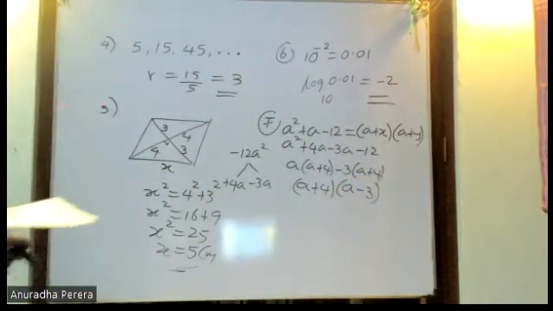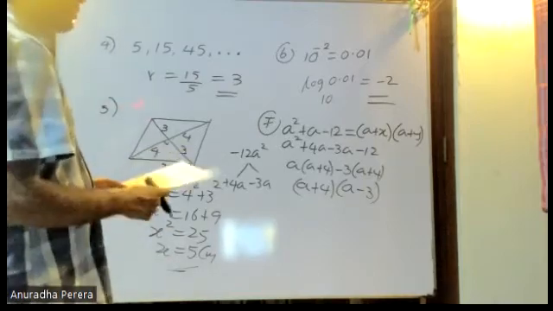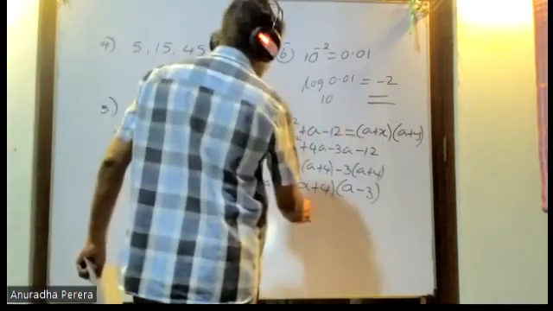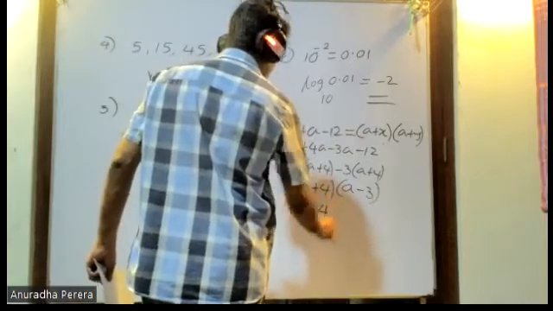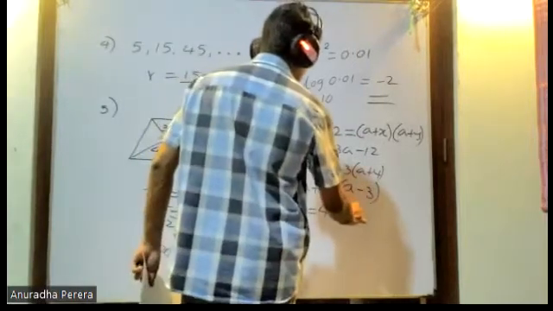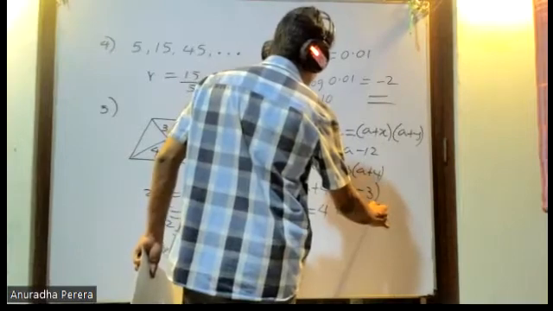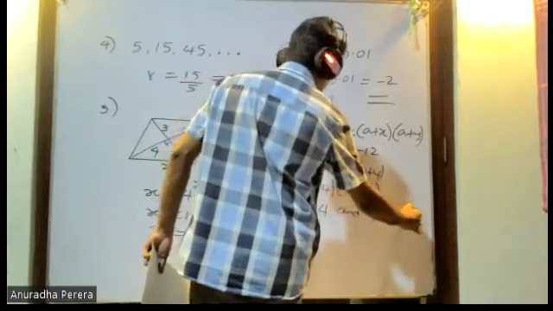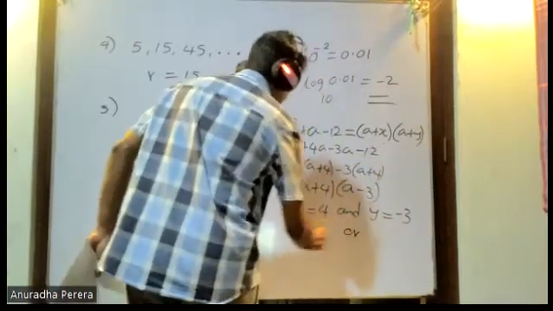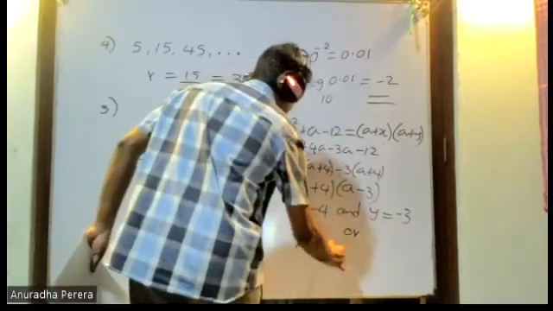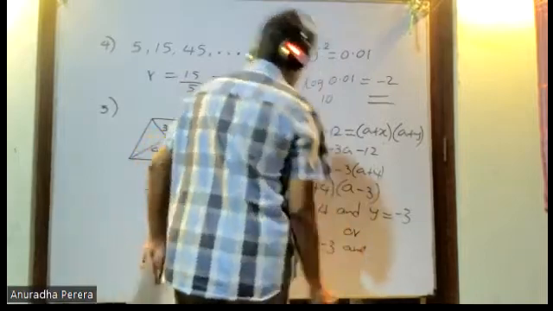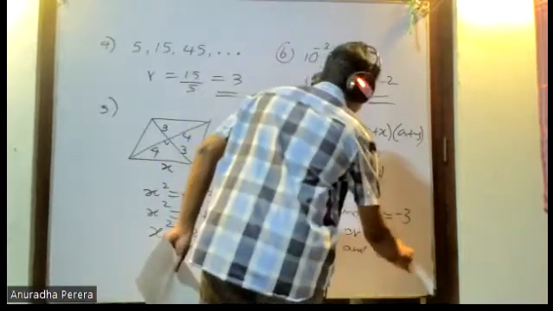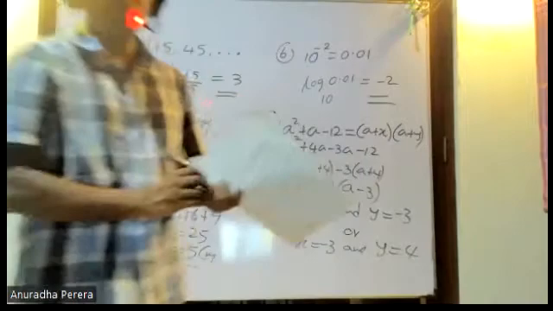Yes, now we can take x equals 4 and y equals minus 3. Or we can change this: x equals minus 3 and y equals 4. They could also be swapped. Right?